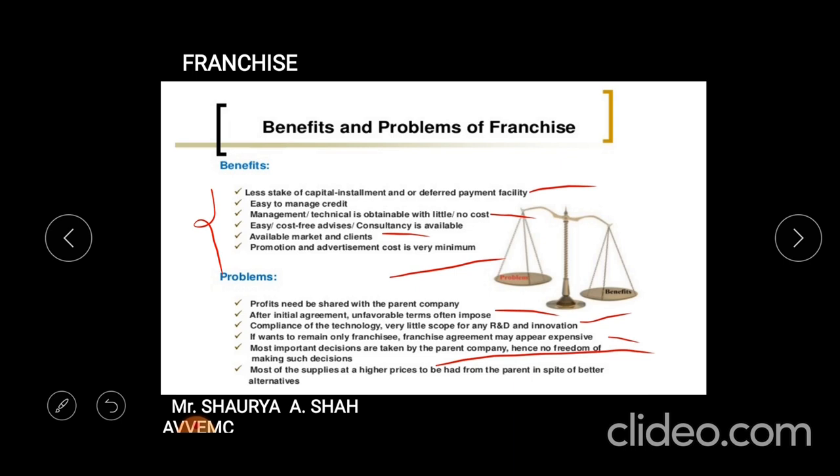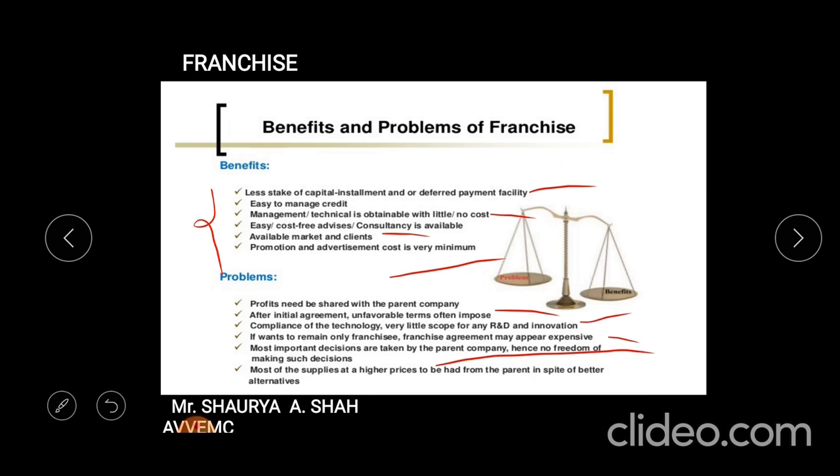In sole proprietorship business, you are the owner of the business. Anytime you can take the decisions for your own business. But when you are into your franchise business, right, all the decisions are taken by the franchisor company only. So you have very little chance in taking the decisions.